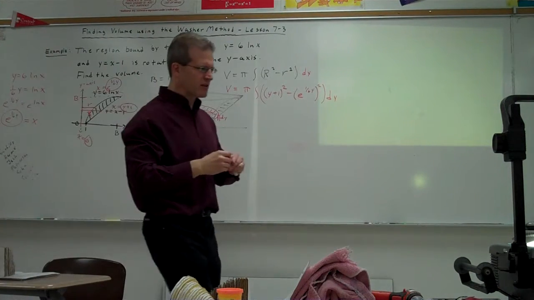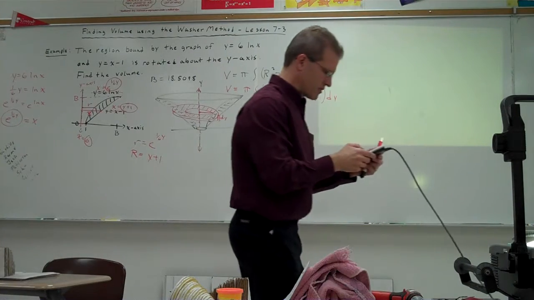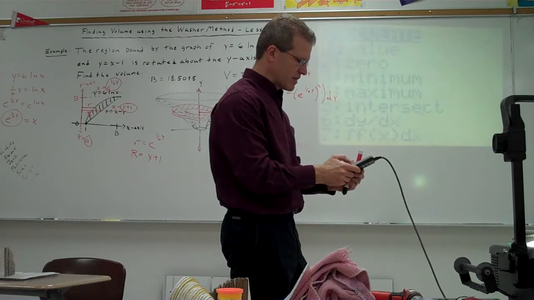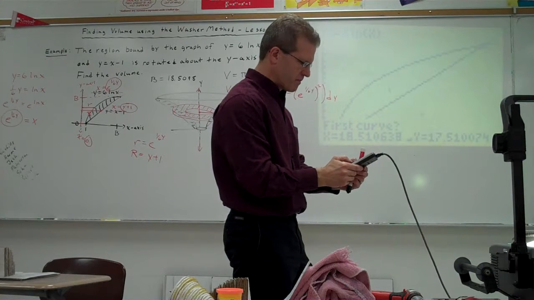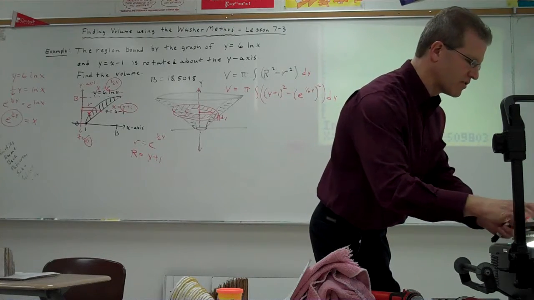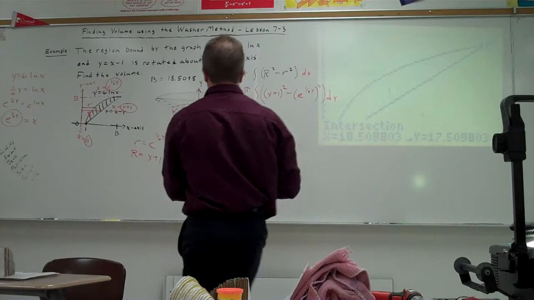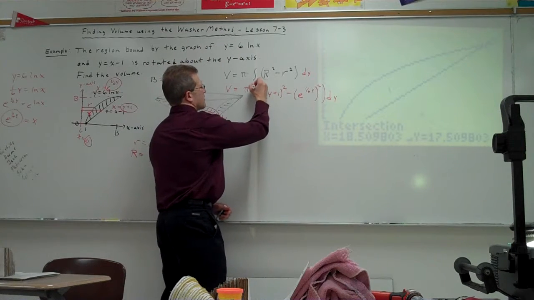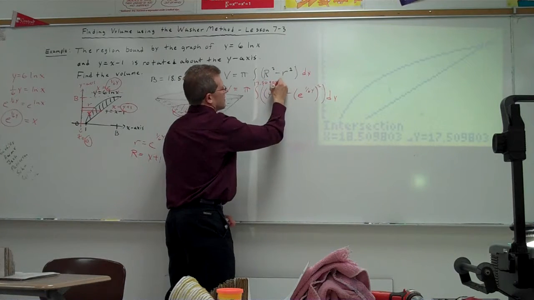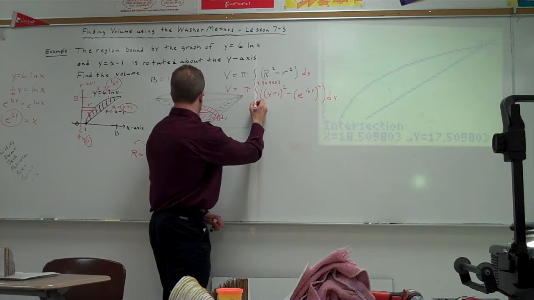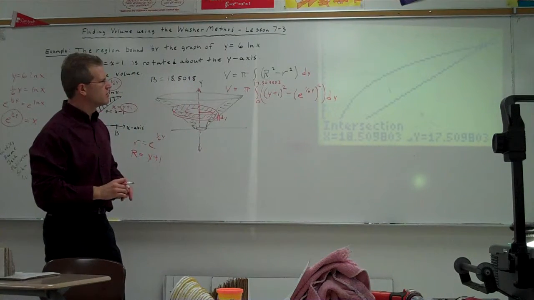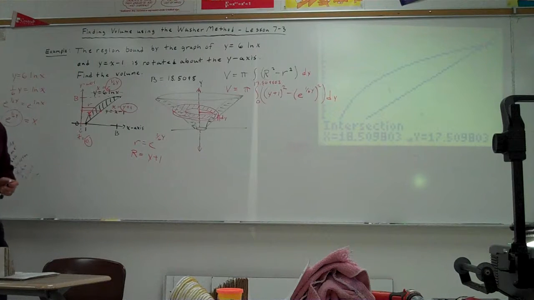So let's go back to my picture again here. Back to my graph. Let's find that intersection again, second trace number 5. Enter, enter, enter. And 17.509803. And this goes from a y coordinate of 0. So you could store that if you want, or you could just type it in. It's up to you. So any questions so far?